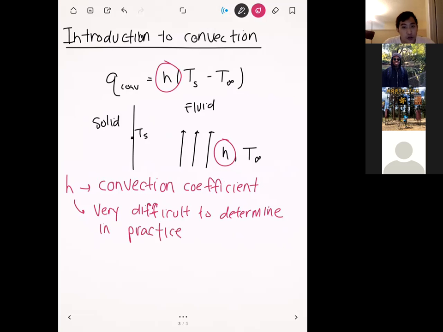Because it's not something that you can just look up in a table. You can't just look up the convection coefficient for water, because you won't find anything for that. Because in reality, this H is almost like a dynamic variable. So it actually depends on a lot of different factors.